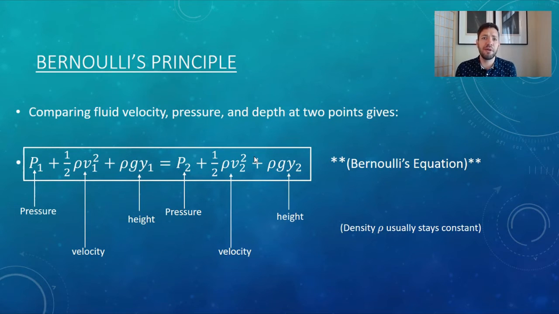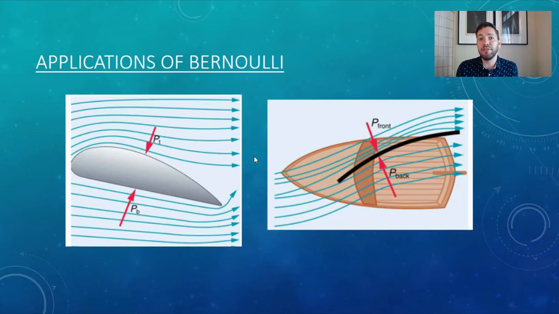But the reason this is one of my favorite equations in all of science is because it has so many applications. This is the reason that airplanes can fly. The main relationship to take away from this equation is that there is that inverse relationship between velocity and pressure. As velocity goes up, pressure goes down. So that's what we see here with this airplane wing.